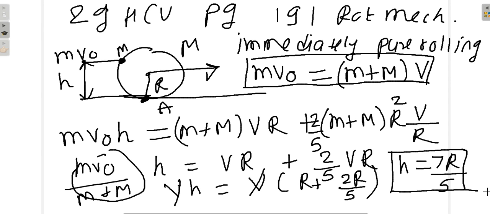and this is the same answer which is given in H.C. Verma, but they have done it in a different way. My way of doing the sum is different. I have taken the conservation of momentum about point A. I get the answer very quickly. So this is another example from H.C. Verma.